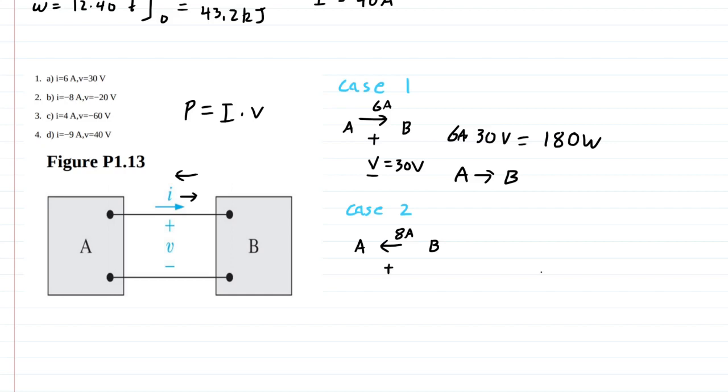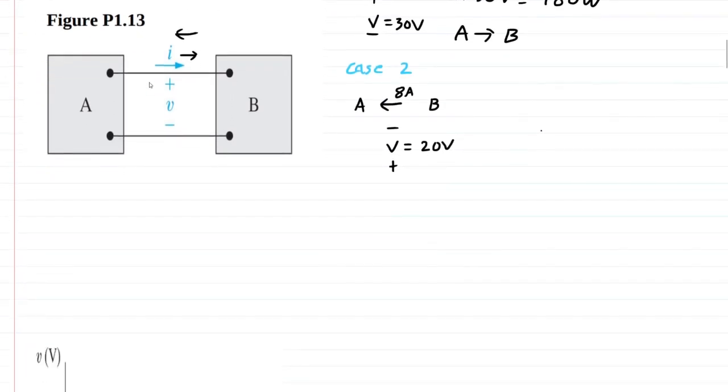And we have the voltage over here is minus 20 volts. So that basically just means we can flip the sign and it'll be the same thing. If we put the plus over here and the minus over here, it'd be equivalent. Because remember, the voltages are relative.